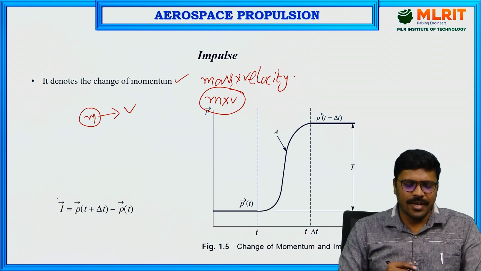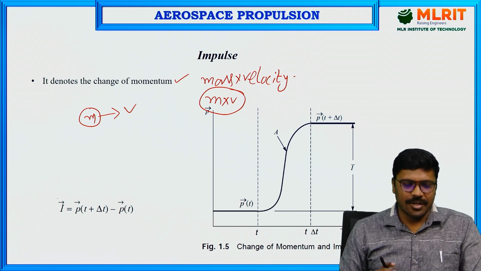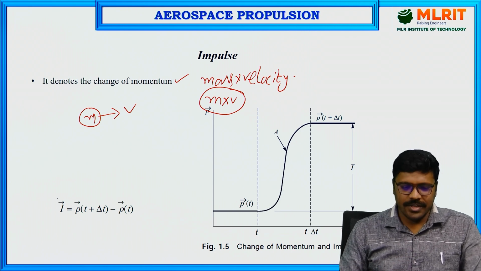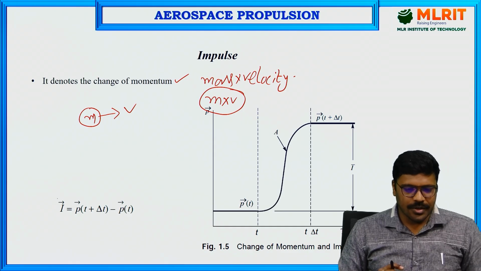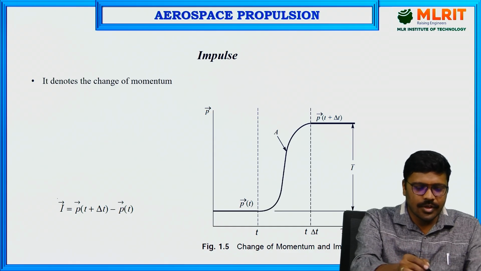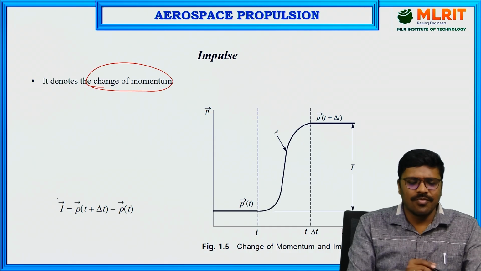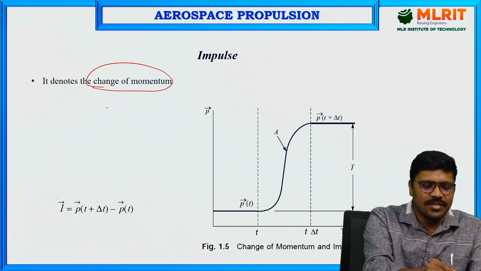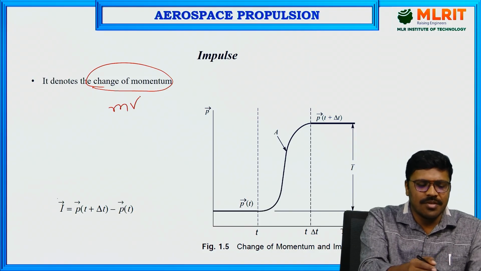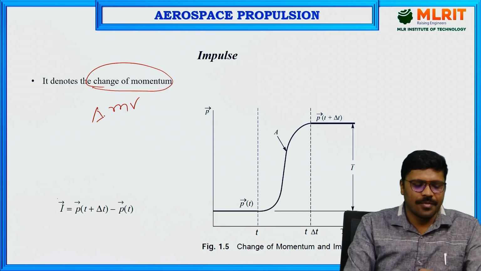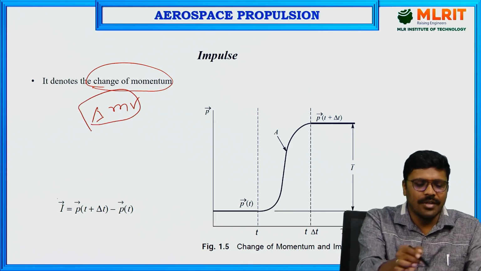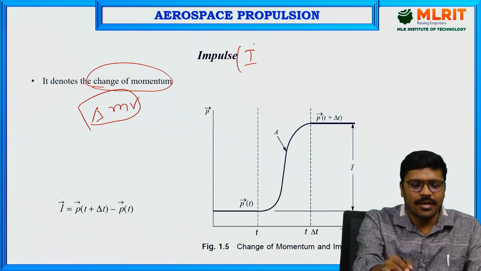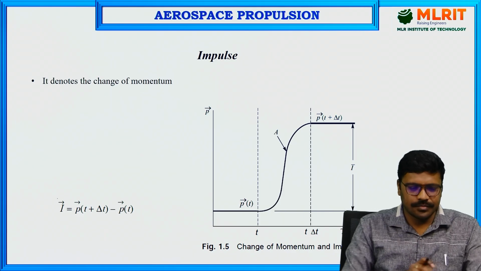Impulse explains the change in momentum. So, what is change of momentum? If I consider momentum as mv, the change of momentum is delta mv. So, delta mv is nothing but impulse, and the symbol of this impulse is capital I.